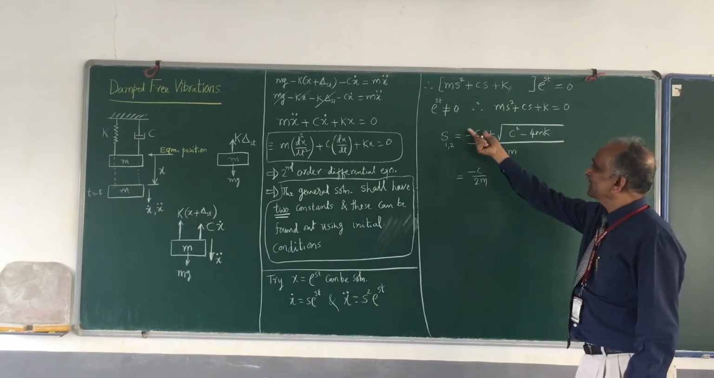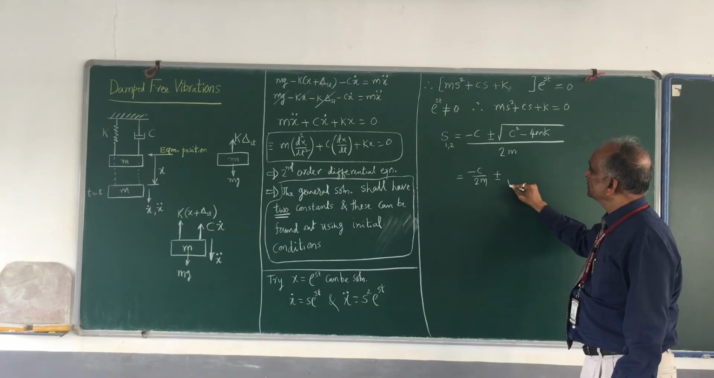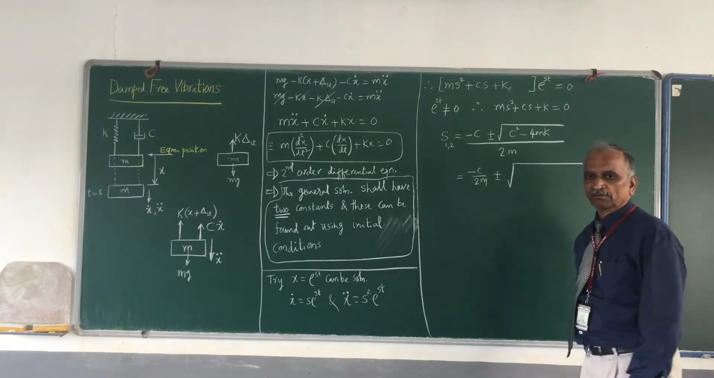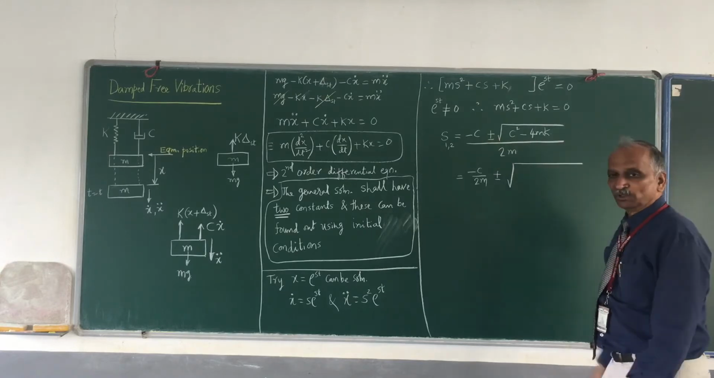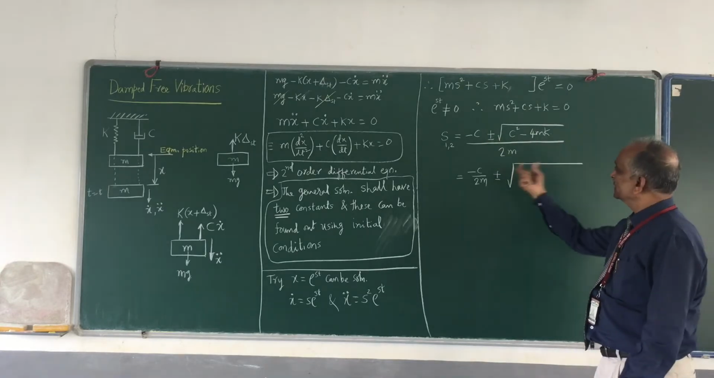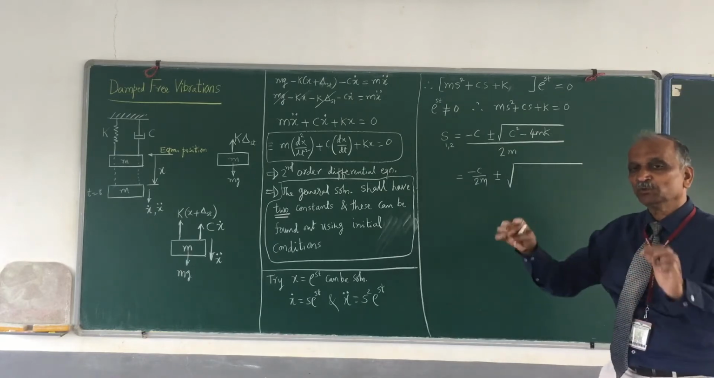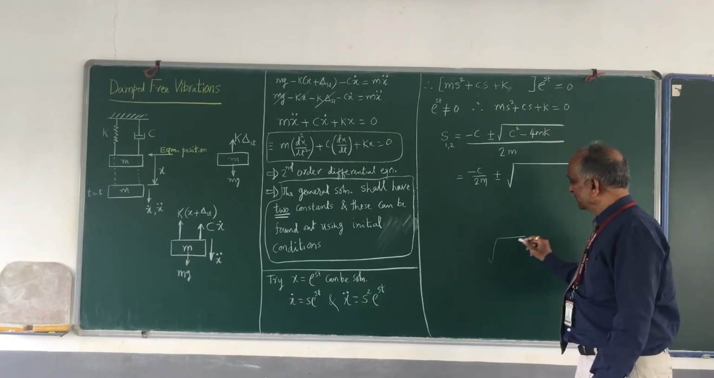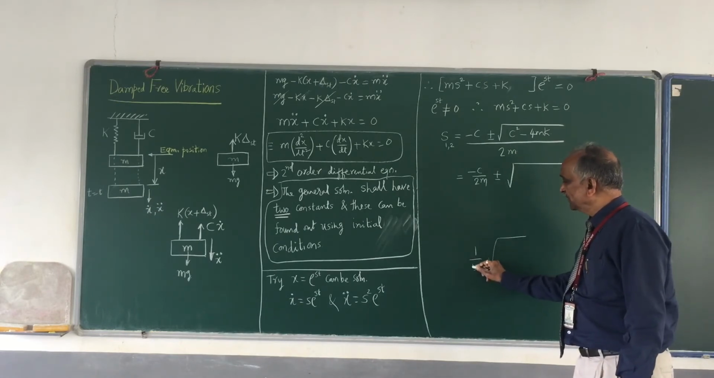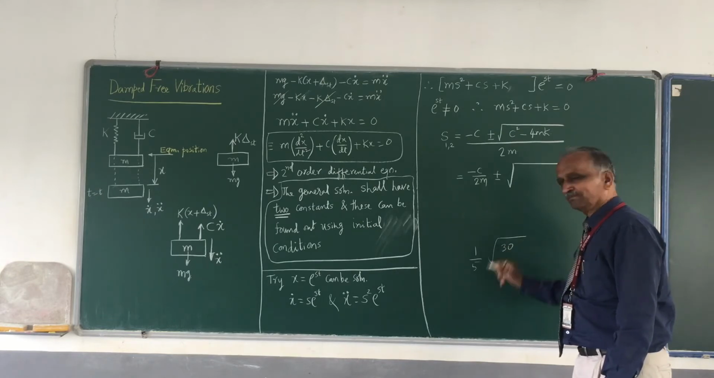This 2m I am separating, plus or minus square root of. This 2m I am taking within the square root. If I take 2m within the square root, what does it become? It becomes 2m whole square. So if you have something, say 1 by 5 into say 30.